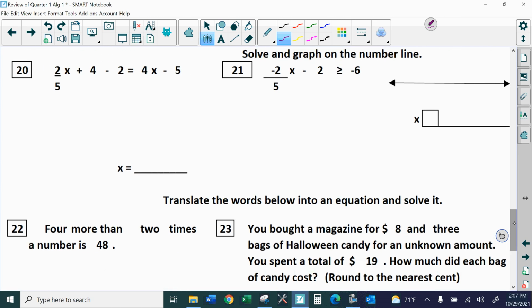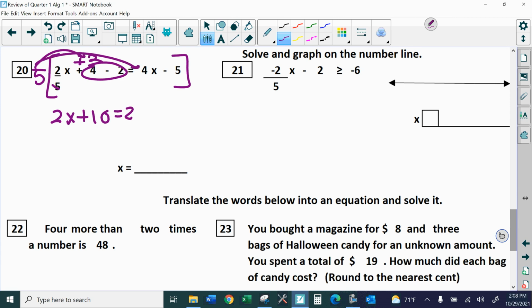Number 20, combine like terms. So that's a plus 2. Okay, that's all there is for combining like terms, but I have a fraction in my equation. So I want to multiply the entire equation by the common denominator, also called the least common multiple, and I get 5. That's it. So 5 divided by 5 is 1, times 2 is 2x. 5 times positive 2 is 10. 5 times 4x is 20x. And 5 times negative 5 is negative 25.